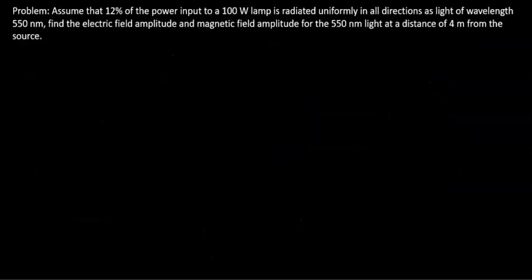Problem number 2. Assume that 12% of the power input to a 100-watt lamp is radiated uniformly in all directions as light of wavelength 550 nanometers. Find the electric field amplitude and magnetic field amplitude for that light at a distance of 4 meters from the source. So 12% out of that 100 watts is just 12 watts. That is the power that is being radiated.